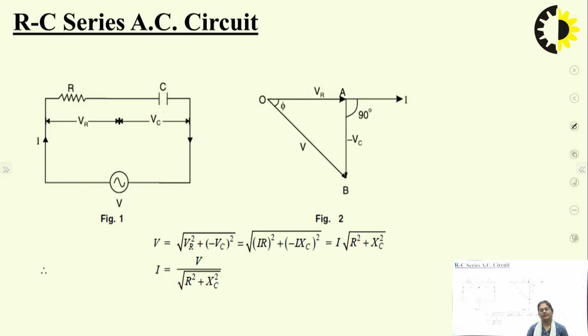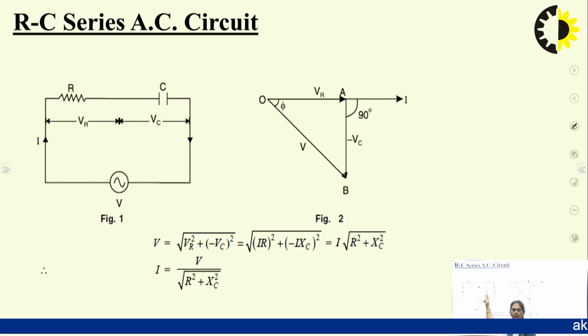Moving on with the RC series circuit. In this case, once again, the voltage given is sinusoidal, but the two components are in series, so the voltage will get divided. The voltage across the resistor is VR and the voltage across the capacitor is VC. The current is the same. Once again, going with the phasor diagram, the quantity which is common to R and C is current, so I will take current as the reference.